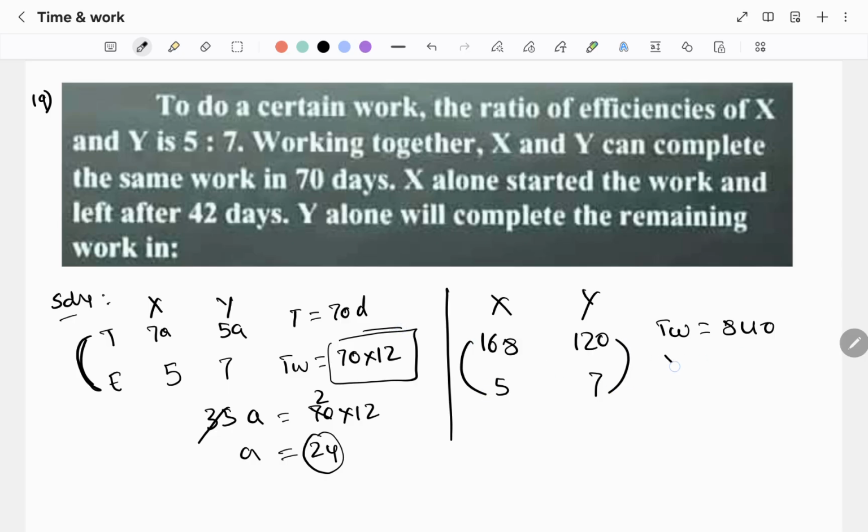Now X completed how many days? 42 days. So 42 into 5, 210. Then the remaining part is 630. Who has to do this? Y has to do. So Y has to do this. Time of Y is equal to 630 by 7, 90 days.